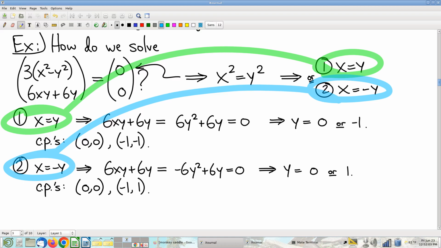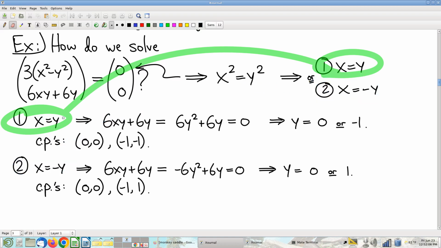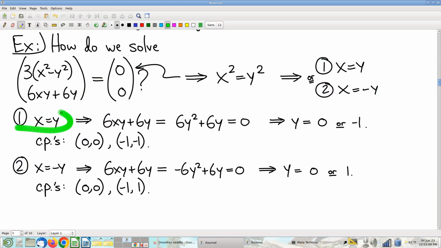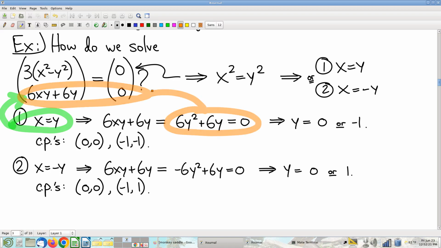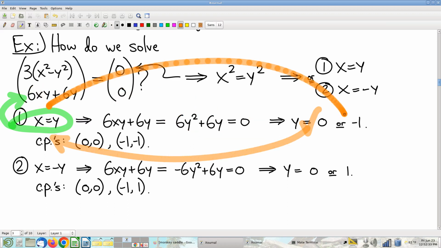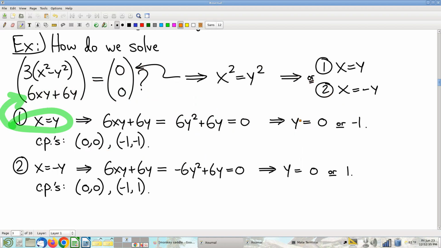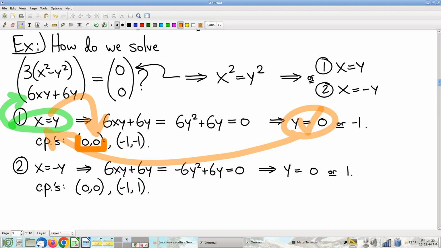So, for example, considering case 1 with x equal to y. If x is equal to y, I'll take that and toss it into this second equation. The second equation then becomes this, in which I can solve for y. And once I know y, I can also solve for x. So y equals 0 would mean x is equal to 0, which would give me that point.